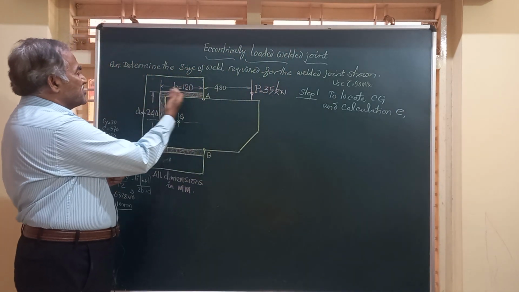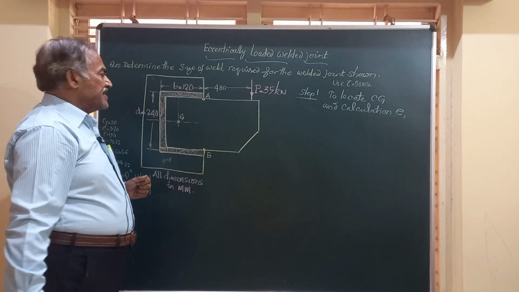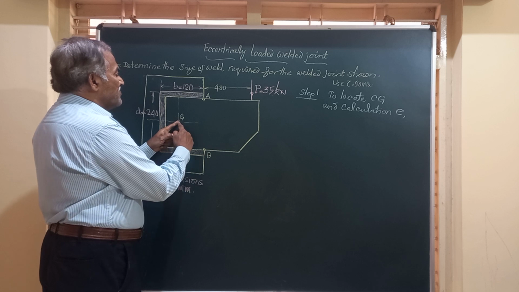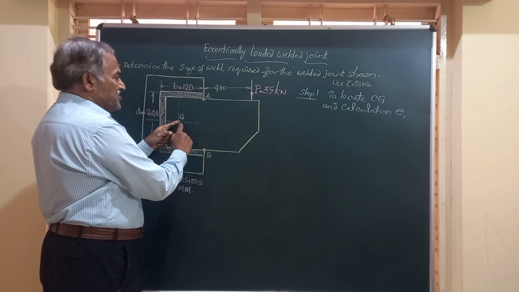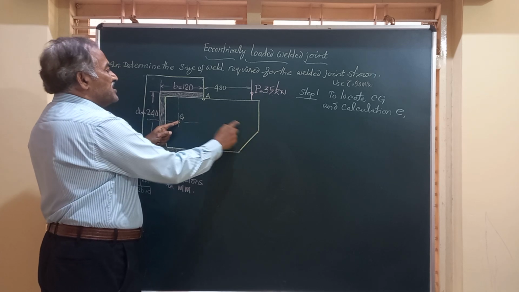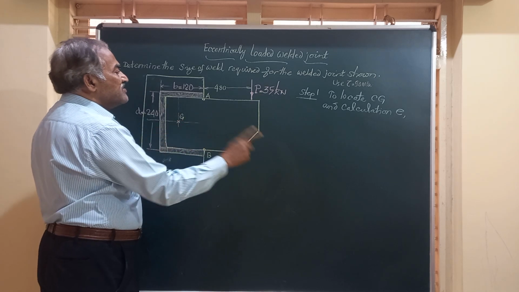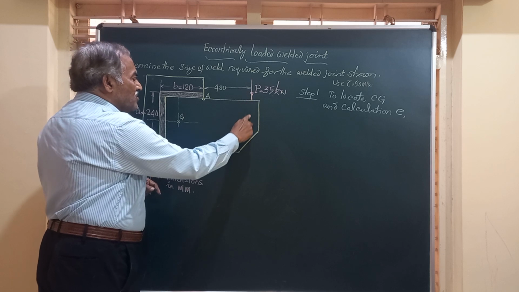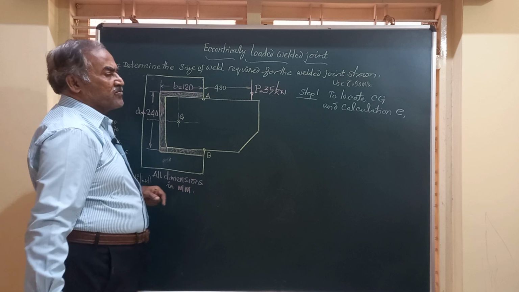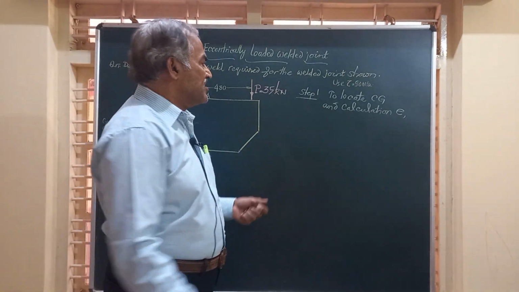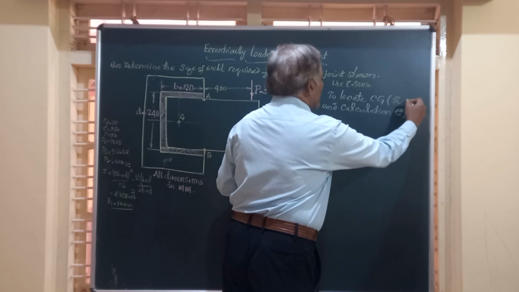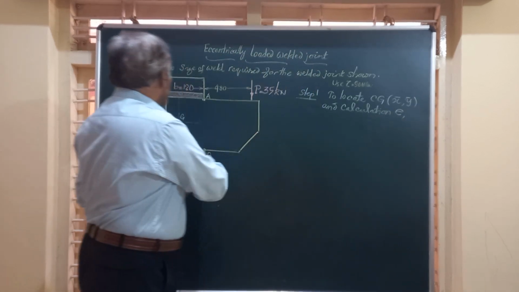Friends, if you observe this welding is eccentrically loaded because the center of gravity of this is somewhere here, G. I will tell you how to find it out. And the load is acting here. So there is an eccentricity which is defined as the distance between the load line and the center of gravity. This I will tell you how to find out.